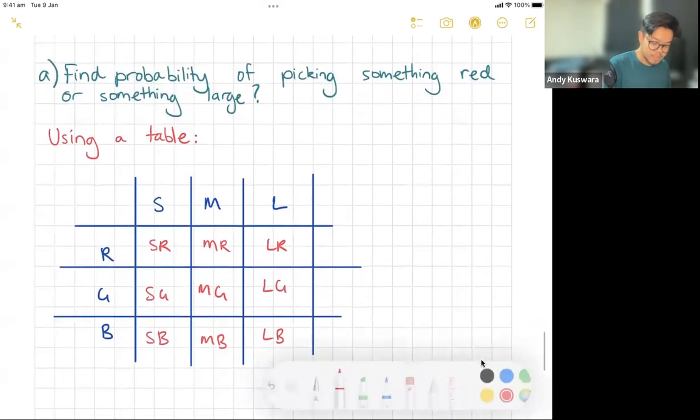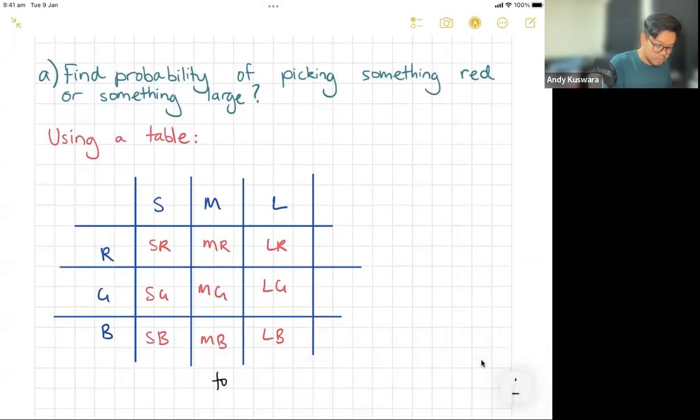Now we can see here, again, with probability, we like to talk about the total. How many total options do we have? We have 9 total options. If we want to pick something red or something large, all we have to do is ask, where are all the red ones? That's red. Where are all the large ones? Well, they're here.